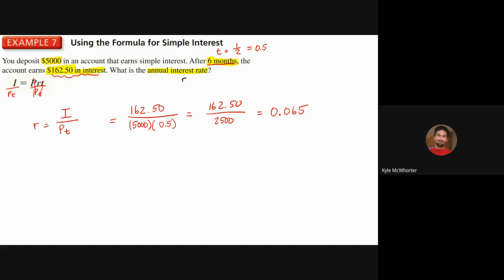So that is the rate expressed as a decimal. When we're actually doing the math problem, we need the rate expressed as a decimal. But when you're saying what the interest rate is, they usually say it as a percent. So if our decimal rate is 0.065, what's that as a percent? You just move the decimal place 2 to the right, and it's 6.5% interest.